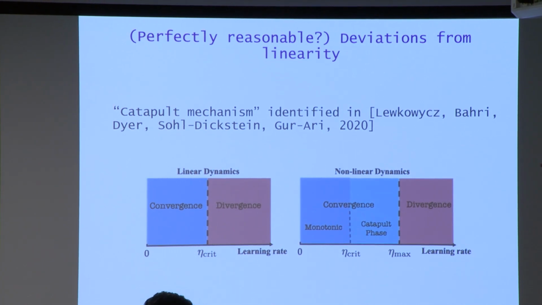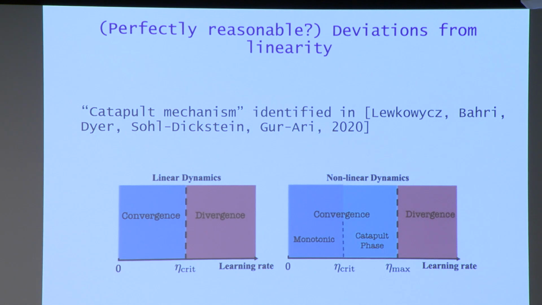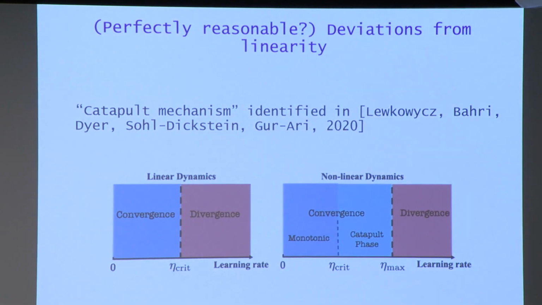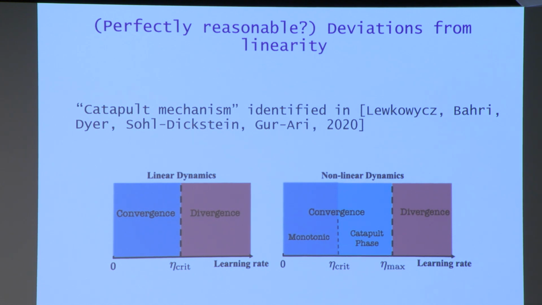I think it was first identified in this paper by Lewkowycz, Bahri, Dyer, Sohl-Dickstein, and Gur-Ari. Here is what happens. I don't think it's a perfectly reasonable deviation from linearity, actually, because it's kind of surprising, as you will see in a second.